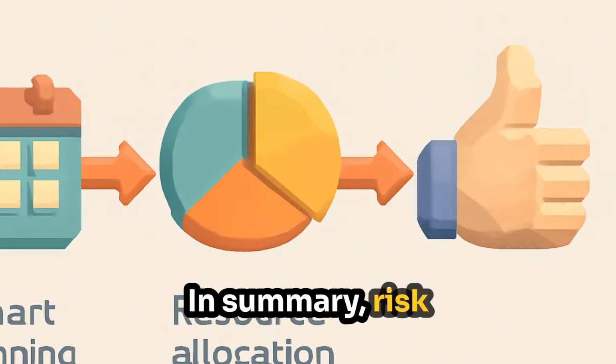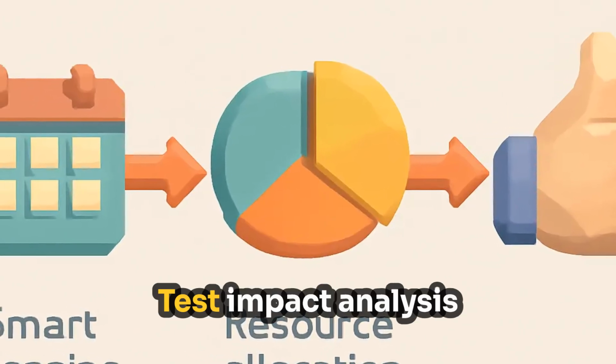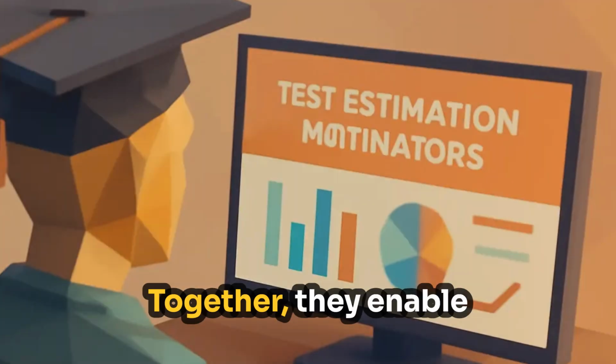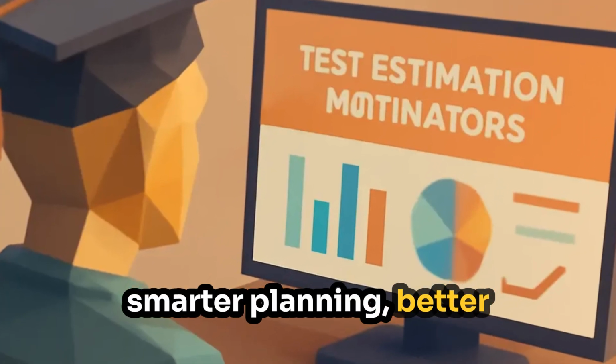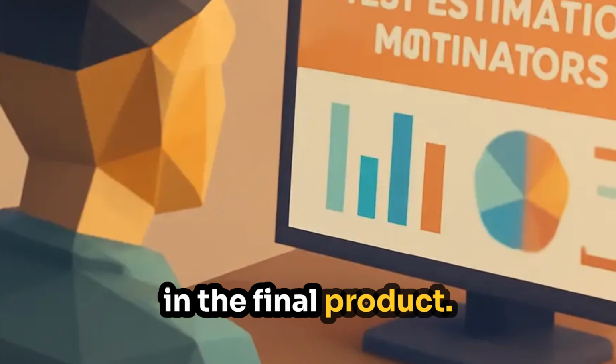In summary, risk identification helps you recognize potential trouble spots early. Test impact analysis helps you focus your testing where it counts. Together, they enable smarter planning, better resource allocation, and higher confidence in the final product.